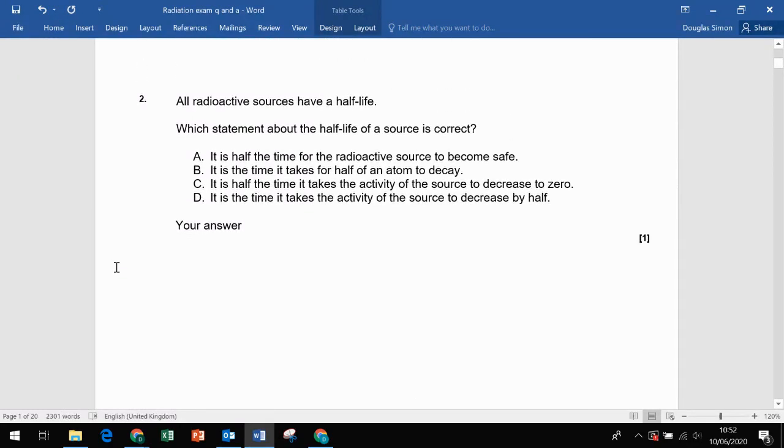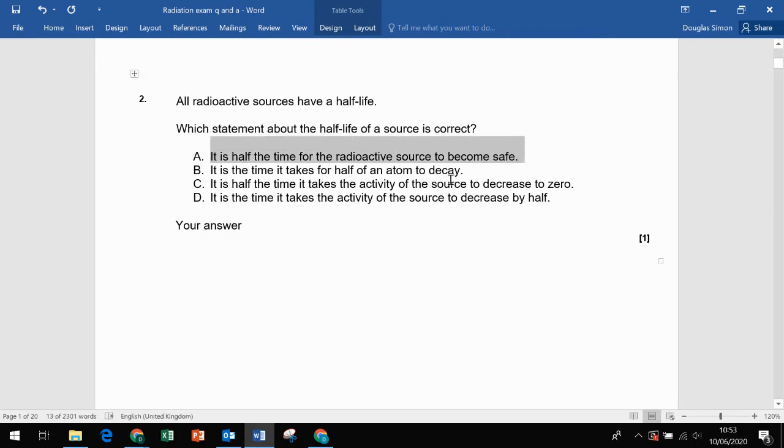Question 2. All radioactive sources have a half-life. Which statement is correct? So half-life is the time it takes for half of the radioactive nuclei to decay, or something that means the same. So let's have a look. It's half the time for the radioactive source to become safe. Well, that's a load of rubbish.